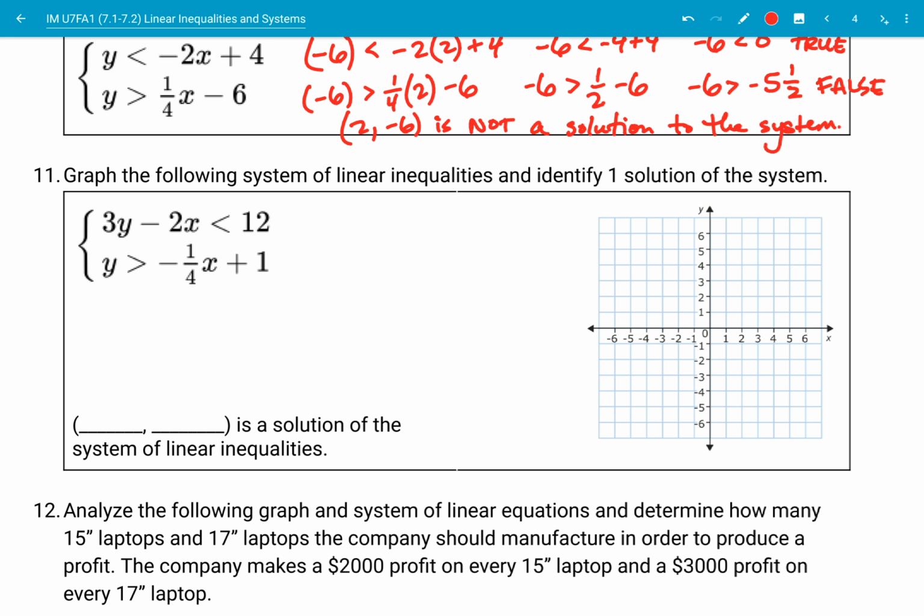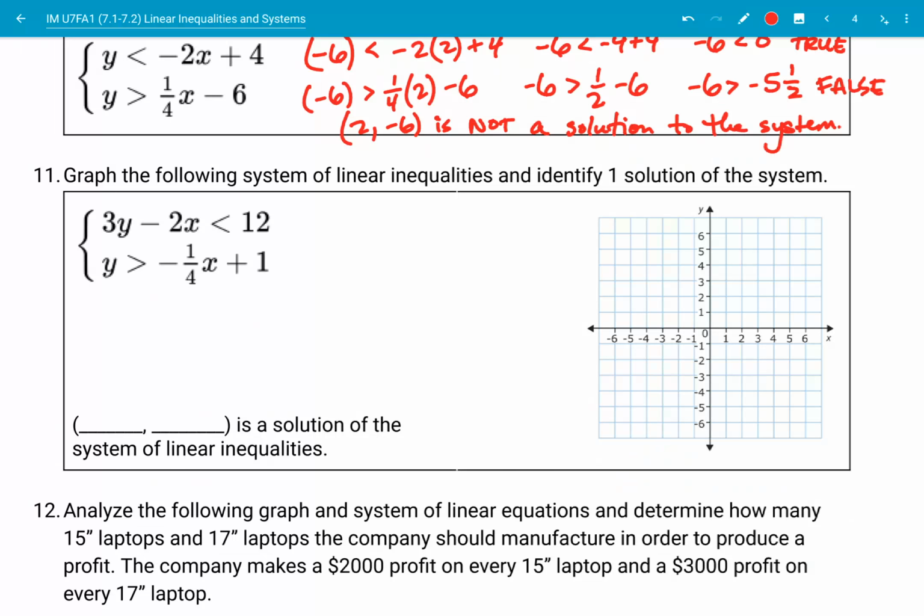For question 11, we need to graph the following system of linear inequalities and identify one solution of the system. Earlier on this formative, we went over using a table of values to graph the linear inequality. There are a couple of other methods, so I'm going to review two of those other methods with you.